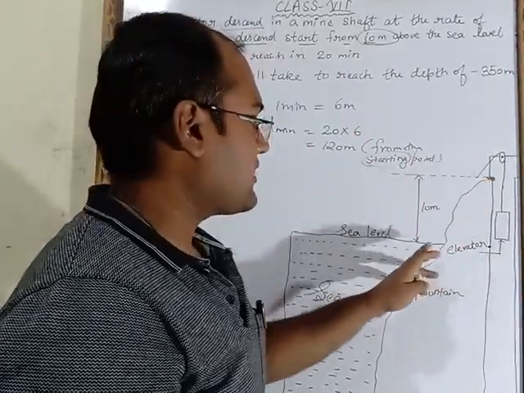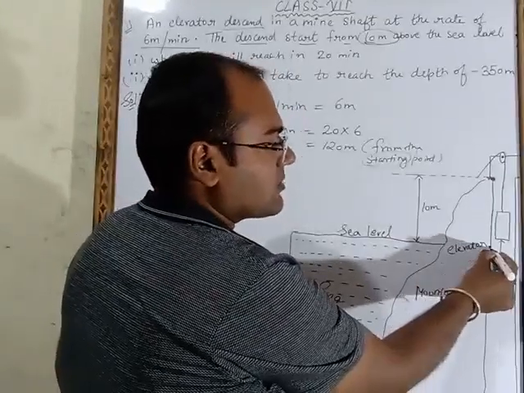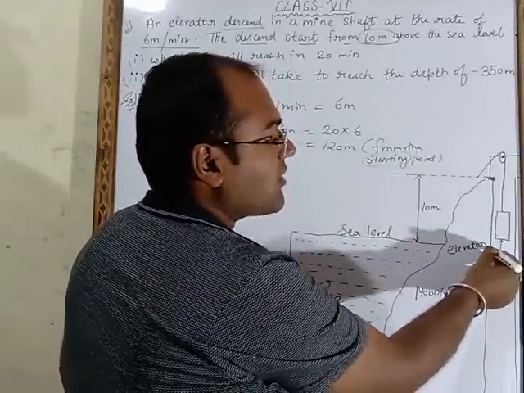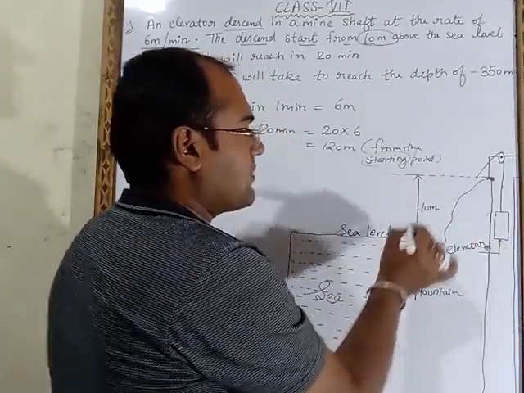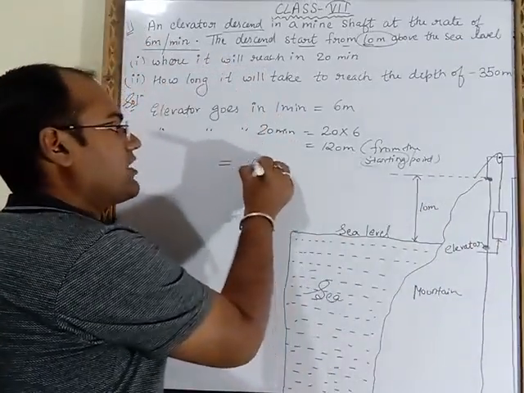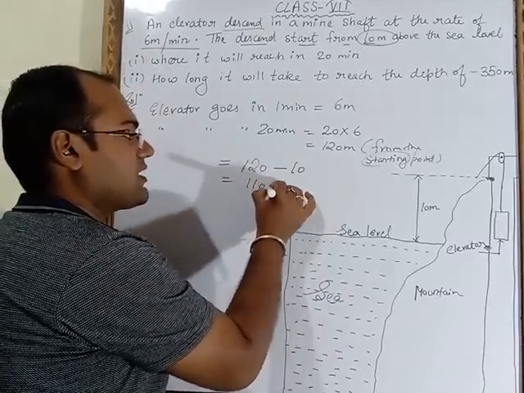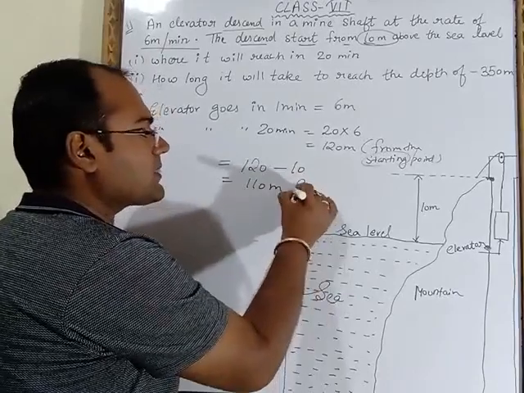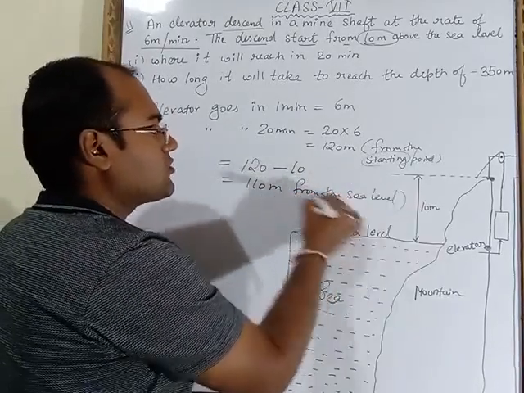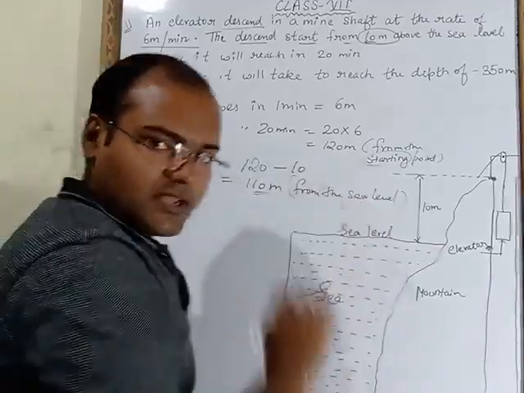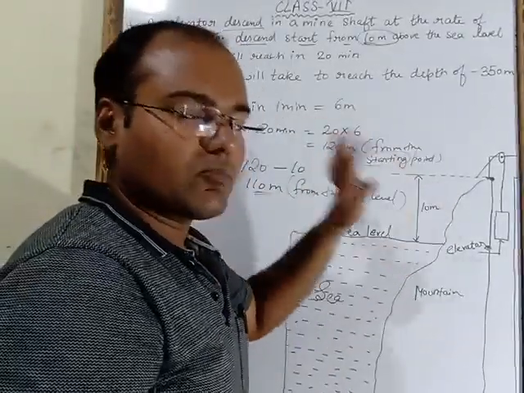But if we find the distance from this sea level, from this point, then what do you have to do? You have to remove this distance. How much distance is this? This is 10 meters. So from 120 meter you have to reduce 10 meter. So the answer will be 110 meter from the sea level. This answer is from the sea level, and this 120 meter answer is from the starting point.